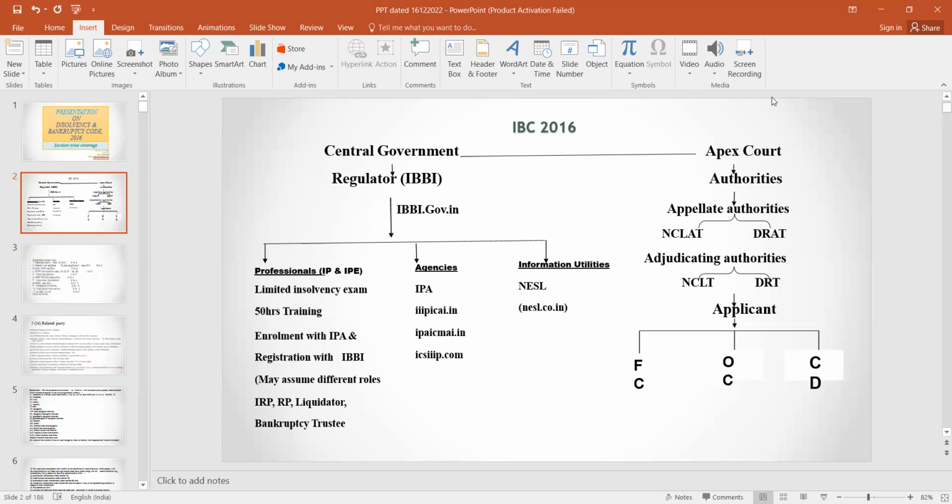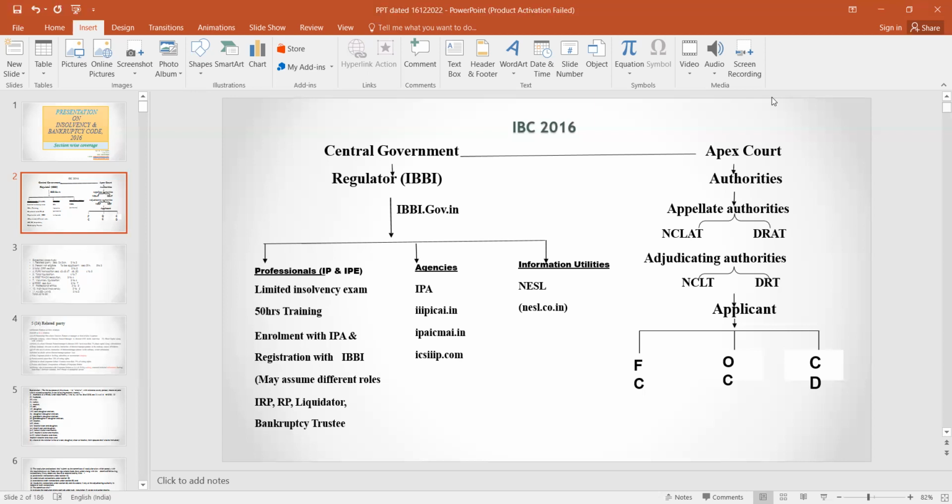IBBI is regulating the professionals, insolvency professionals and insolvency professional entities. It is also regulating the insolvency professional agencies, and it is also regulating the information utilities. To become an insolvency professional, you are aware that you have to pass the Limited Insolvency Examination, for which we are all here. Then you have to go for 50 hours of pre-registration educational course. And then you have to enroll yourself with an IPA and get yourself registered with IBBI. And you can assume different roles like IRP, RP, liquidator, bankruptcy trustee, administrator, etc.